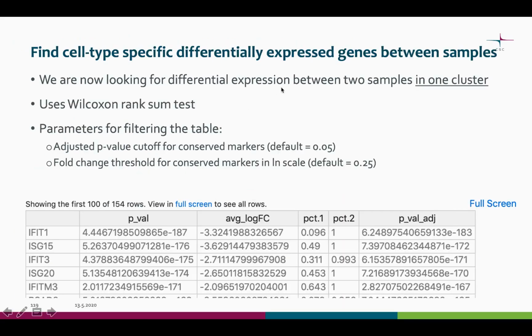The same tool also gives you the differentially expressed genes between the samples in a cluster of your choice. So this tool gives results for one cluster at a time, and you can give the cluster number as a parameter. The test here is very similar as for the conserved markers, and here as well you get a filtered table as a result. Note that you can further filter the table using a filtering tool in the utilities category.